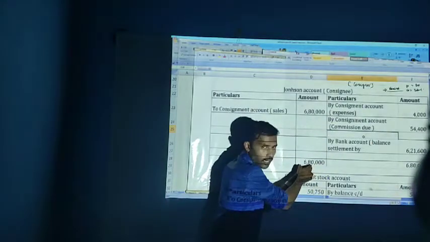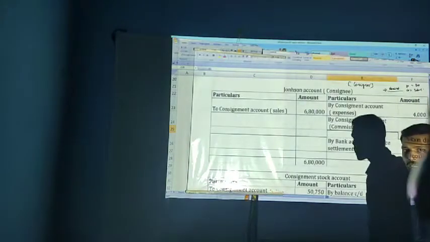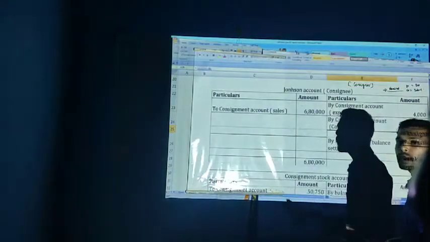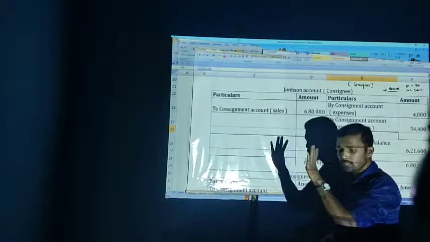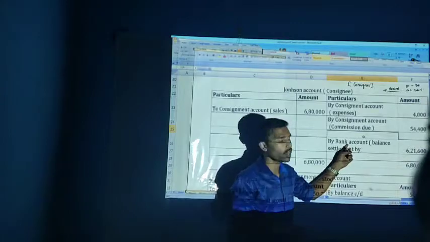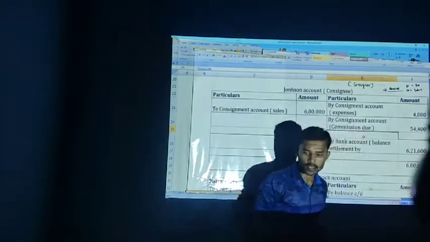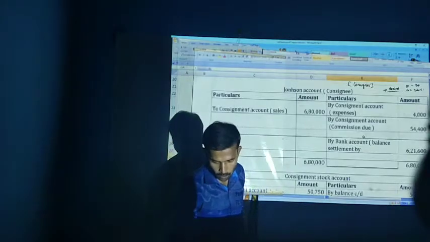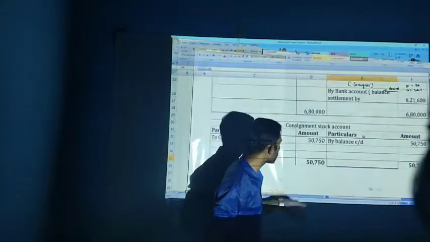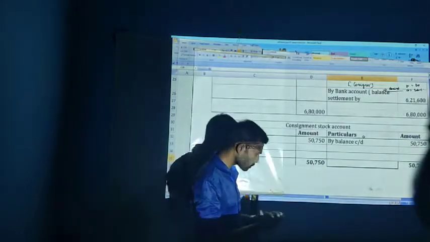Out of total sales, whatever the expenses made and any commission due to the consignee, it will be taken by the consignee and the remaining balance will be remitted by the consignee to the consignor. That is the bank. It will be debited to whom? To the consignor. Bank account debit ಆಗುತ್ತೆ. So 6,21,600 will be the bank account. Right? And the final will be what? That is the consignment account. Consignment account, you know that it is a real nature of account, right?